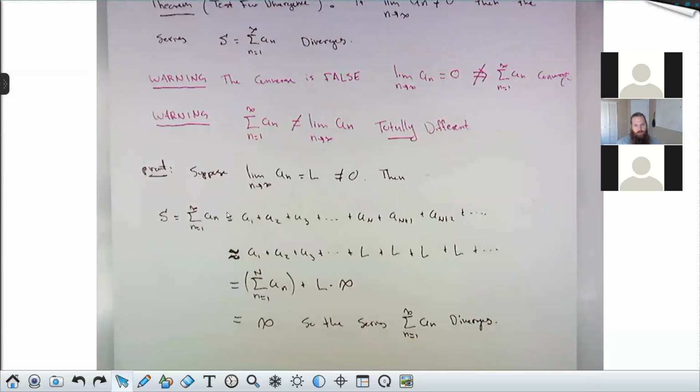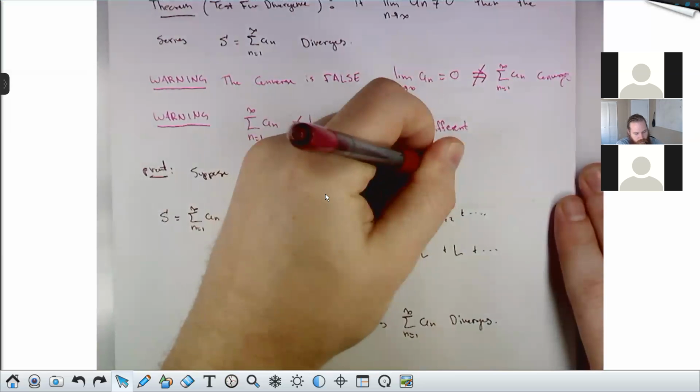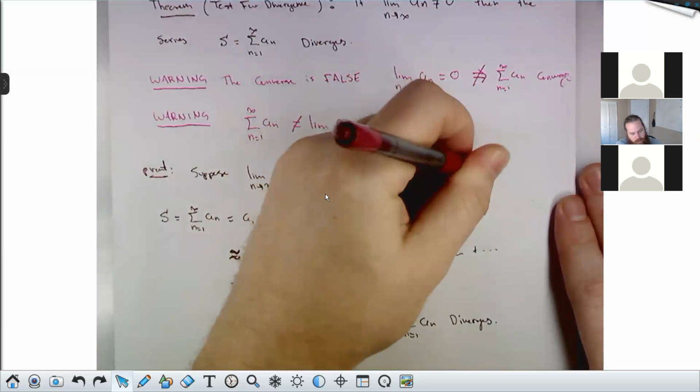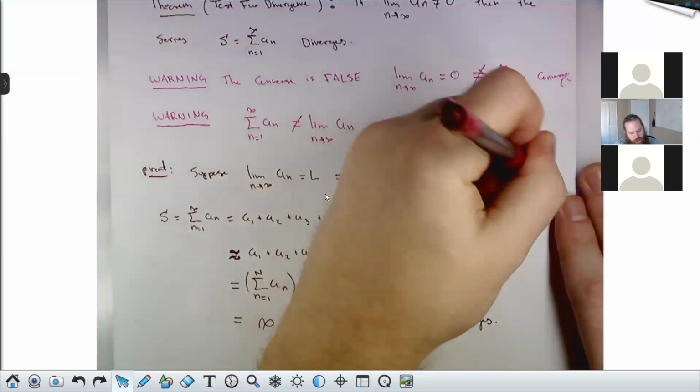The basic idea is that the convergence of the infinite series doesn't care about what happens in the first few terms. You know, you add finitely many things together, the result will always be finite. It's the tail that matters. It's the stuff that comes late in the series. If the limit as little n goes to infinity of the ANs is L, that means AN is approximately equal to L for large N.